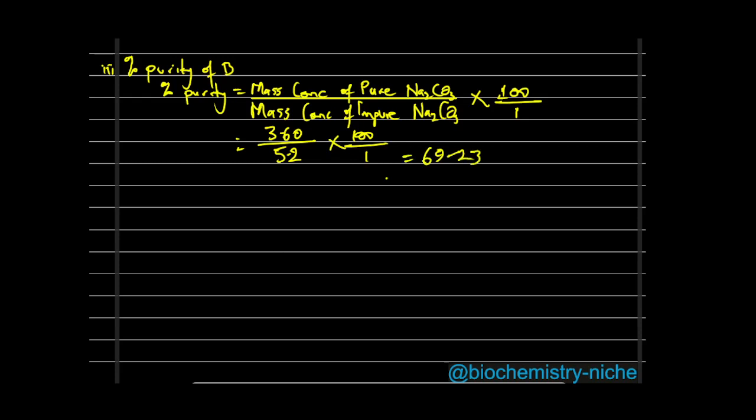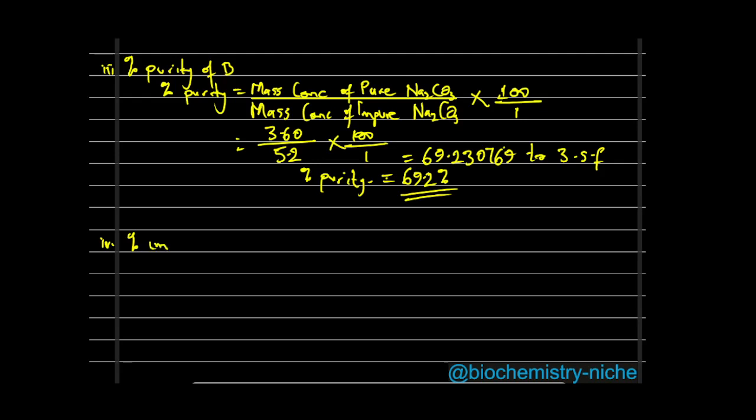When we do the calculation, it gives us 69.230769. Sorry, let me correct this. To 3 significant figures, it becomes 69.2%. That is the percentage purity. So the fourth one now is asking us for percentage impurity.